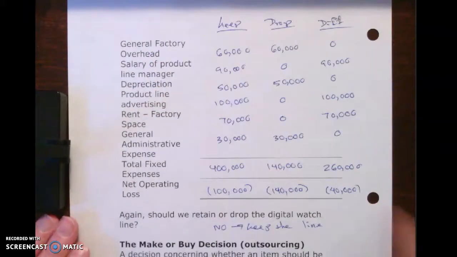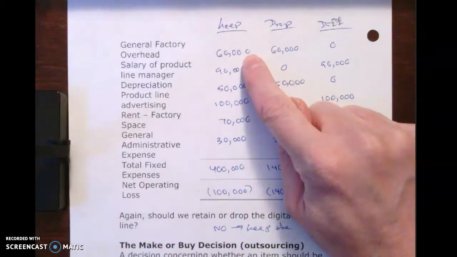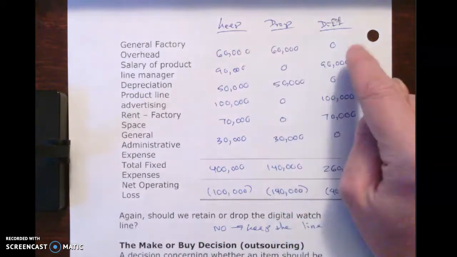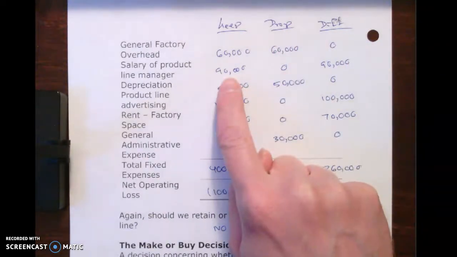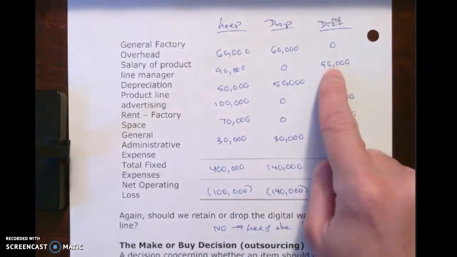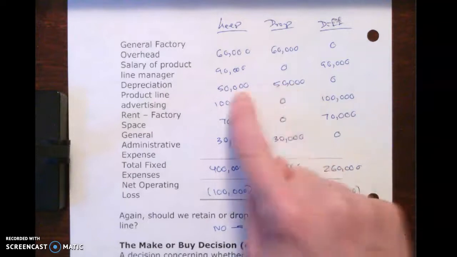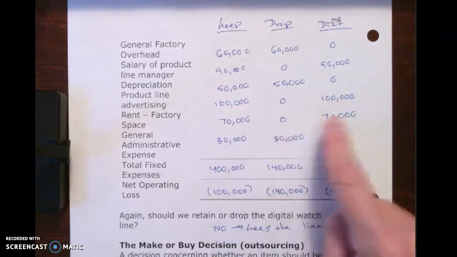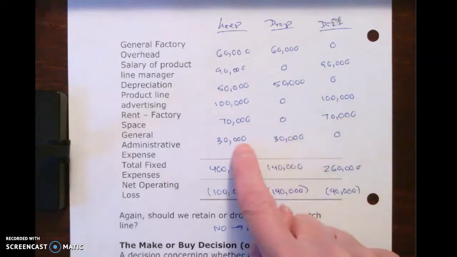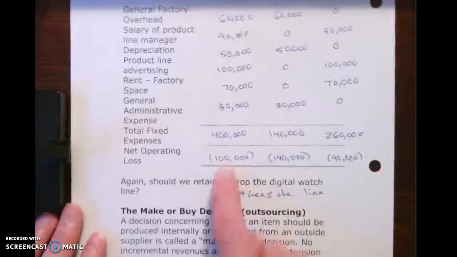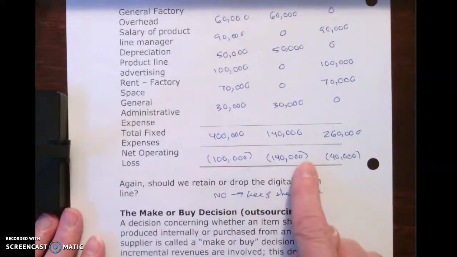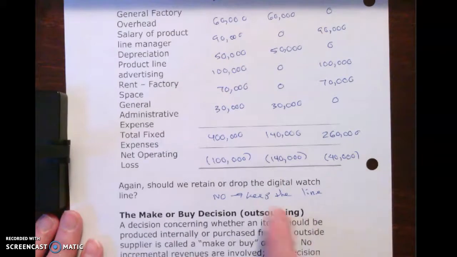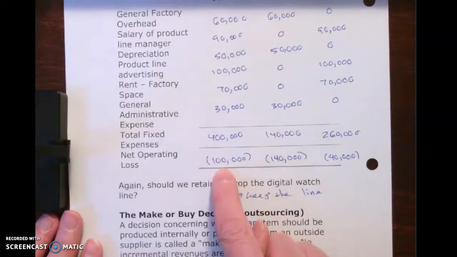Okay, so let's see how you did. And so what you should have said was we had our general factory overhead. If we keep the line, if we drop the line, we still have it. Salary of the product line, if we keep the line, pay the product manager. But if we drop it, we don't have to pay them, so then we have our difference. Depreciation, as we talked about earlier, it's an old equipment, it's a sunk cost. We'll keep that. Line advertising, we can get rid of. Rent on the factories, we can get rid of the factory. And then finally, our G&A expense we'll keep. So then what you have is the loss of 100,000 and then the loss of 140. If you drop the line, you should not drop the line. You should keep the line because you lose less money.